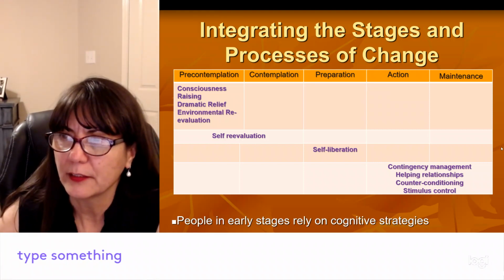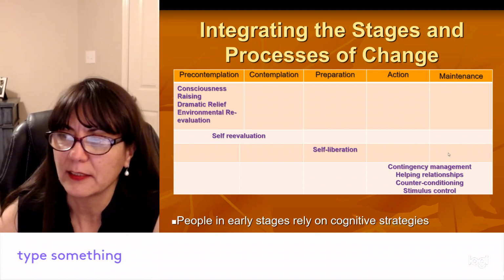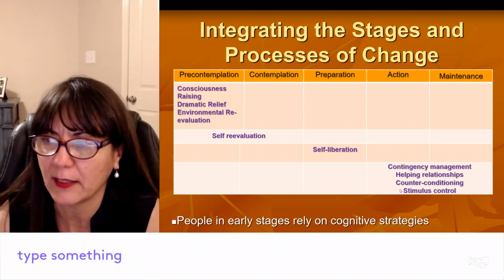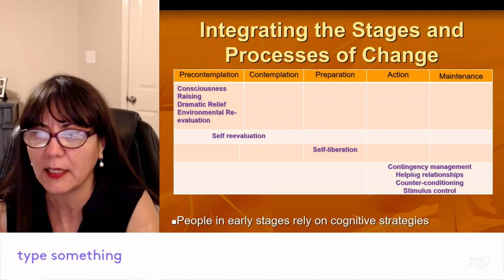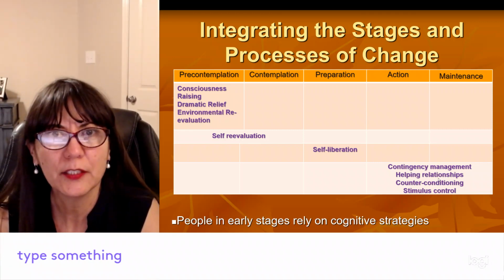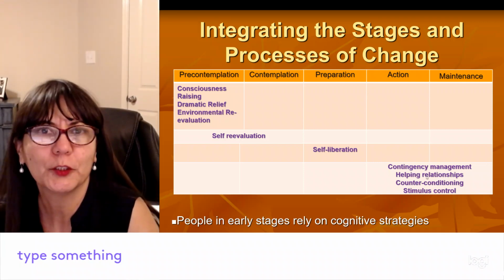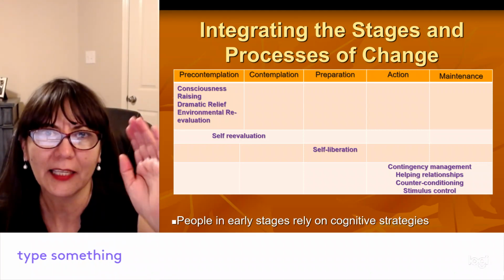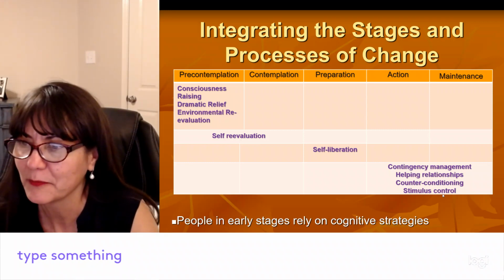In the later stages, where people are in the early stages of action or in the maintenance stage, you're more likely to engage in behavioral strategies to keep them on track. So that's contingency management: they start the behavior, and we provide some kind of reward. Helping relationships, so we engage people in social support. Hey, come exercise with me, or good job, right? I provide positive feedback. Those are all behavioral types of actions, right?